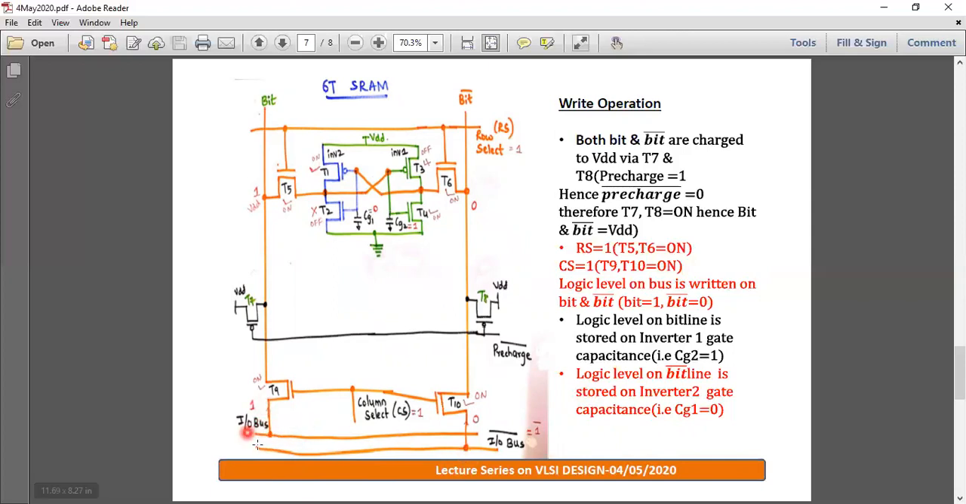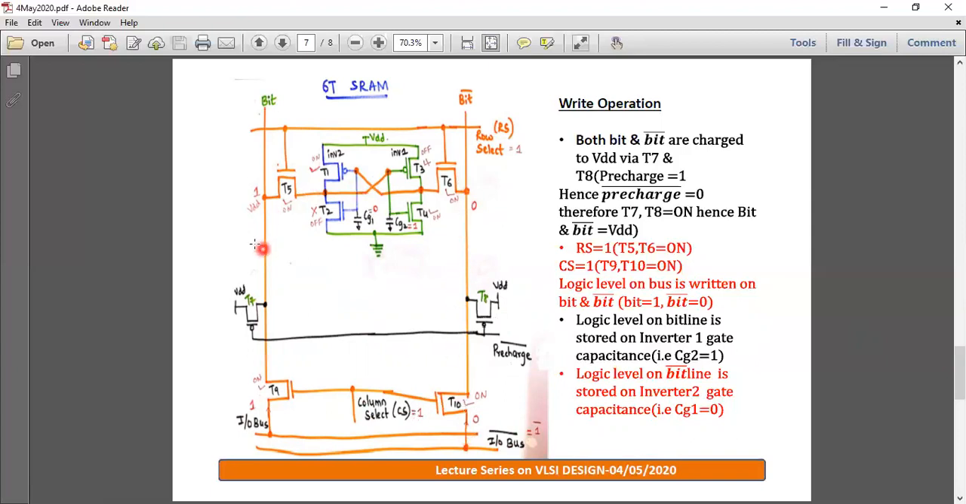So now let us assume the logic level on input bus is 1 and the logic level on input bar bus is 0, and these logic levels have to be stored in the memory cell. Row select is 1, so T5, T6 are on. Column select is 1, so T9, T10 are on. Since T9 is on, logic 1 on this input bus is now available on bit line, and logic level on input bar bus, that is 0, is available on bit bar line.